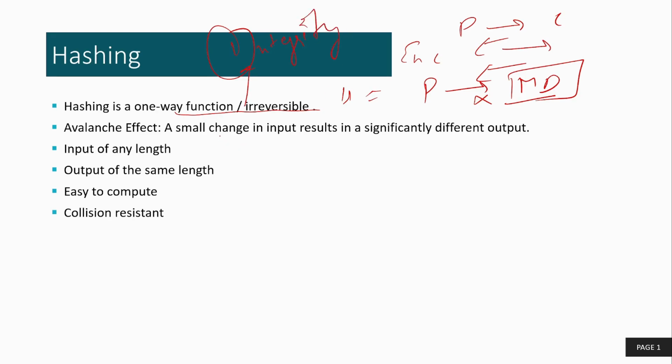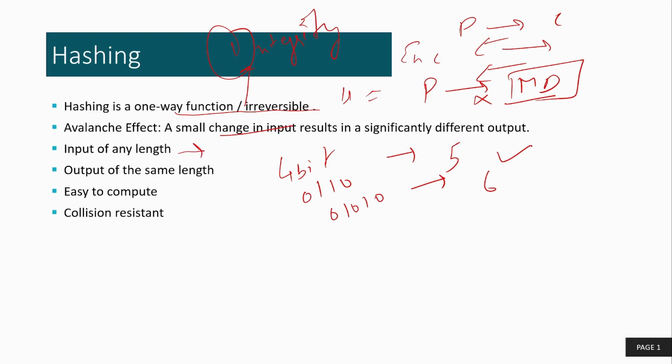of a message. Next is the avalanche effect: a small change in input results in a significantly different output. So let's say I have 4 bits, for example 0 1 0, and its message digest came out as, for example, 5. Just for this example. And if I make a small change, the new message digest will be entirely different. So this is the property of the avalanche effect.